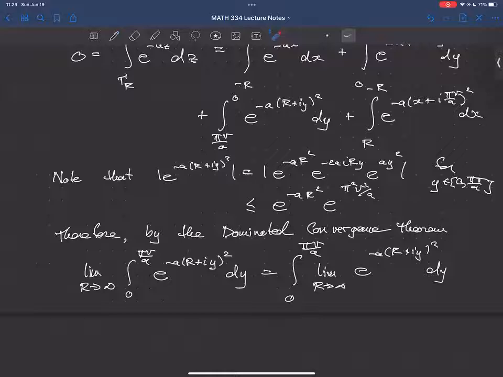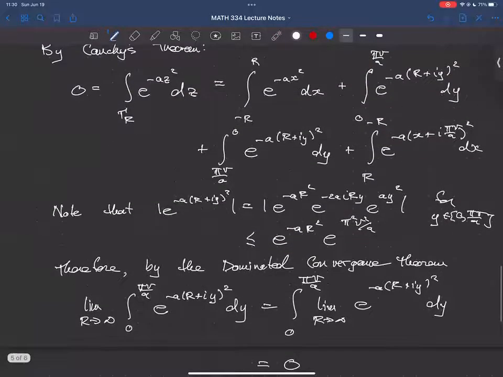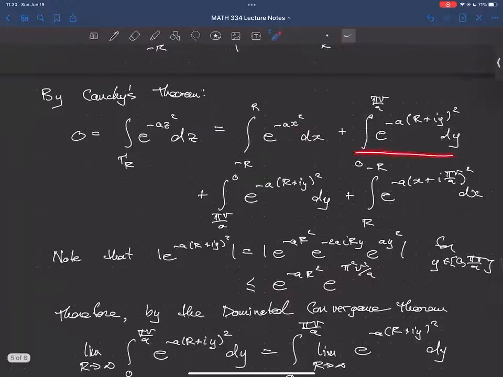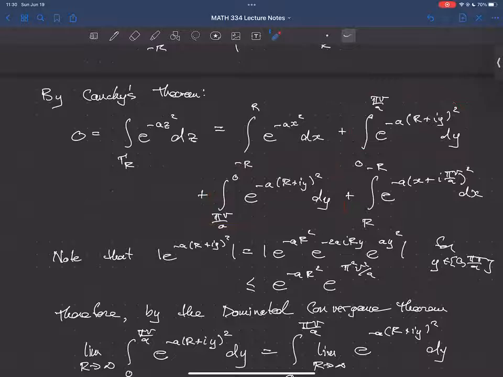And so the imaginary part here is bounded. That's what the whole business here was about. And so the point is that this will go to 0 as R goes to infinity. All right, good. And so this shows that as R goes to infinity, this and this go to 0.